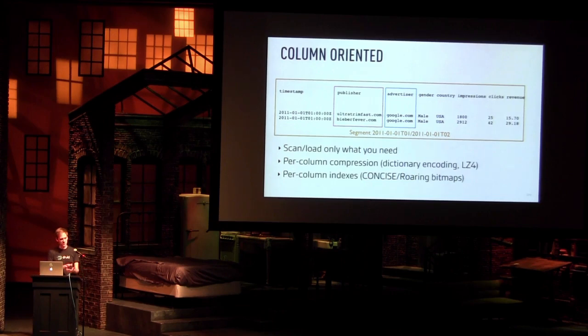Each column is individually compressed. The string columns are compressed with dictionary encoding, and all columns can be compressed with LZ4. And each column has individual indexes. So the string columns have those concise and roaring bitmap indexes that are used for fast Boolean filtering.